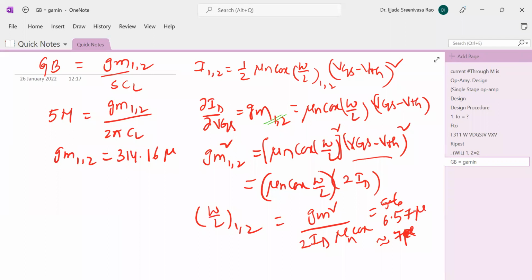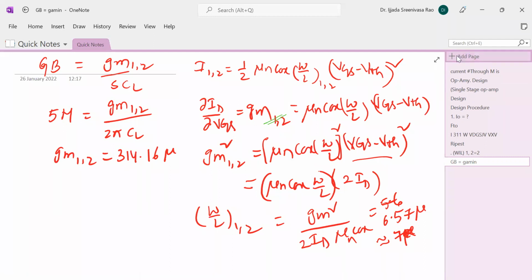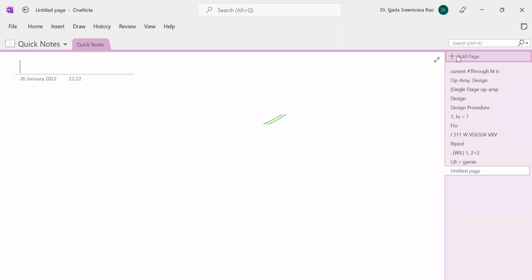Yes, sir. Yes, the next step is the fourth step now. M5. So W by L of 5. How can you find the W by L ratio of 5? M5 can be found by using the ICMR minimum value. What is the ICMR minimum value?